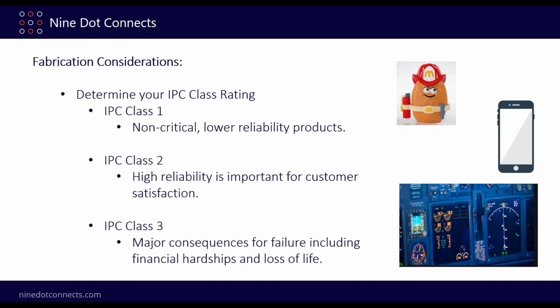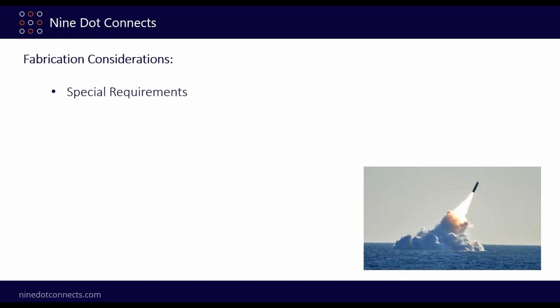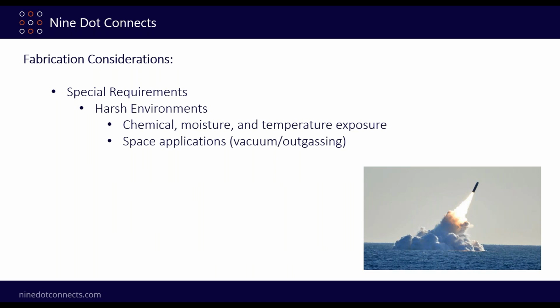So this is something you specify to your fabricator, and they will adjust their inspections and their testing based on this. You don't want to overspec anything, but you certainly don't want to underspec it either. So knowing your class rating early on in the project will drive a lot of different things, like, again, parts, rules, things like that. Special requirements, of course, include harsh environments: chemical, moisture, and temperature.